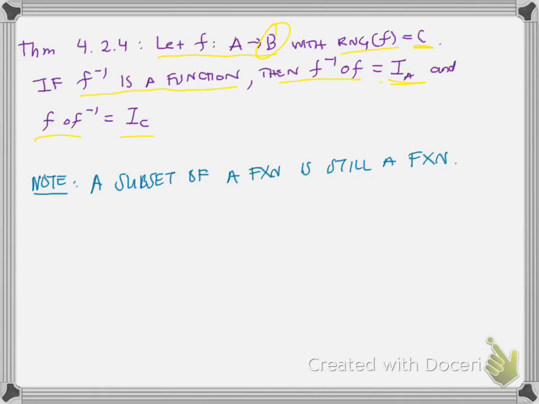Okay, so here's just a note: a subset of a function is still a function. Thus, to create another function, if you remove some of the ordered pairs from a given function, you still have a function. And this is what's known as a restriction.